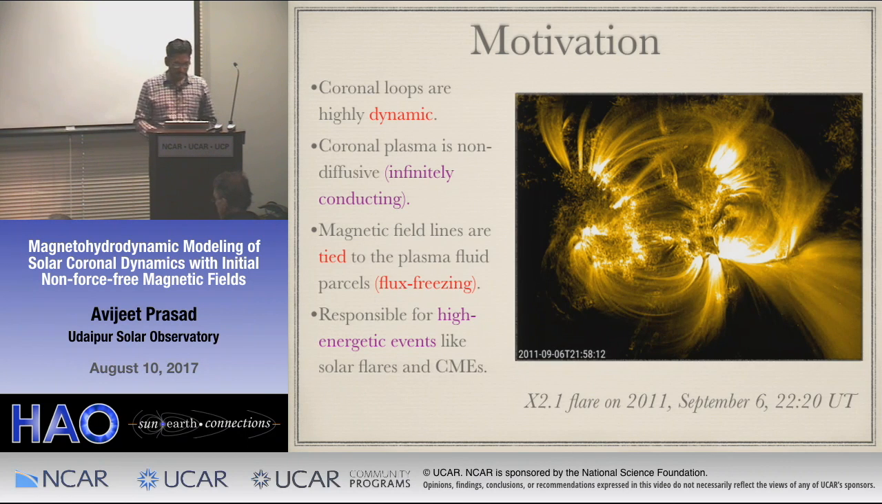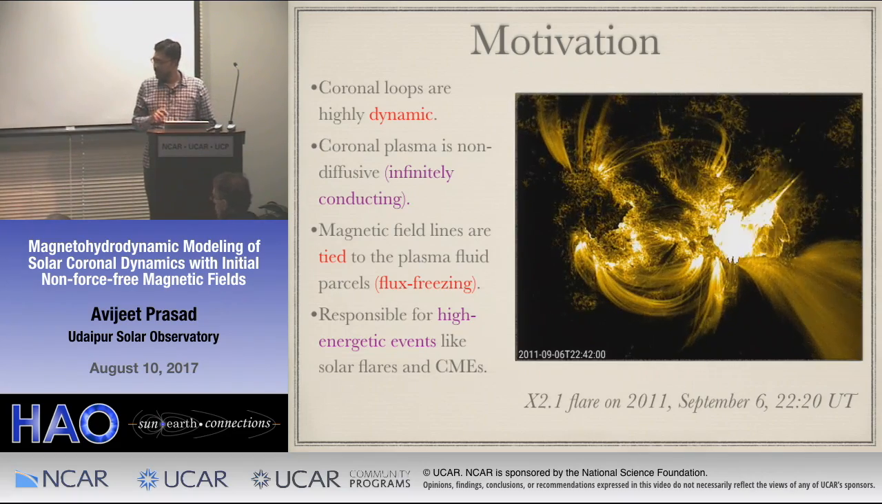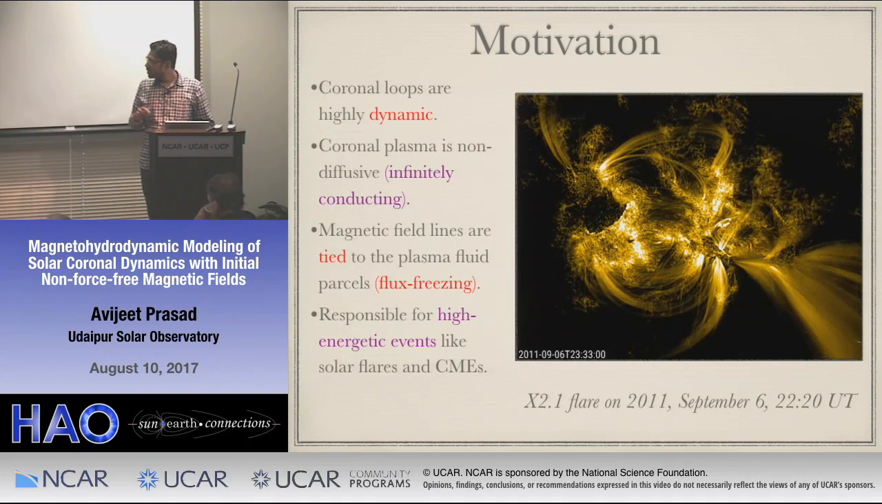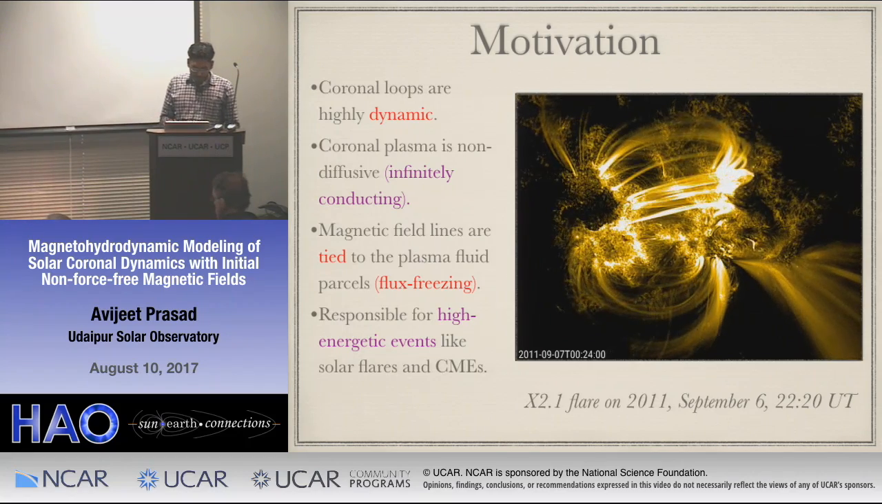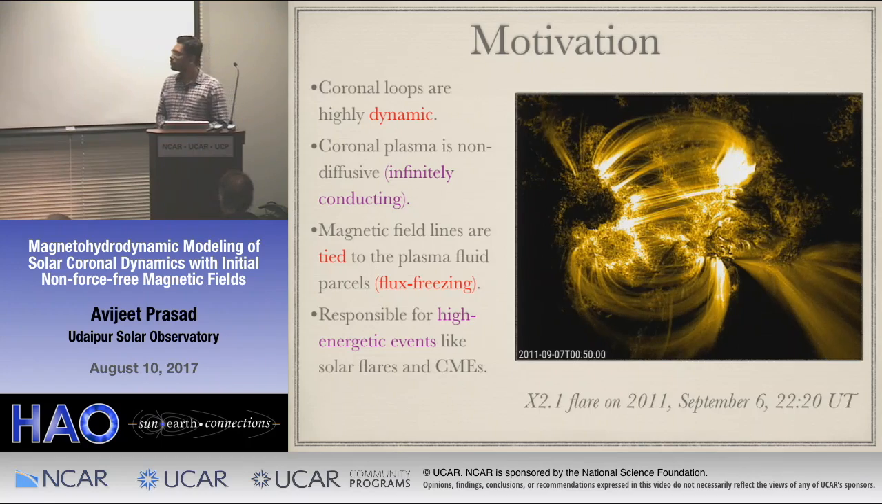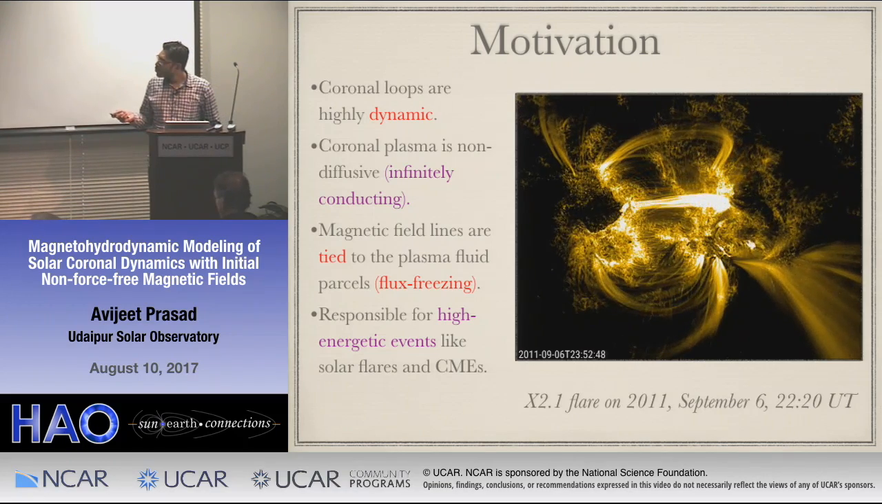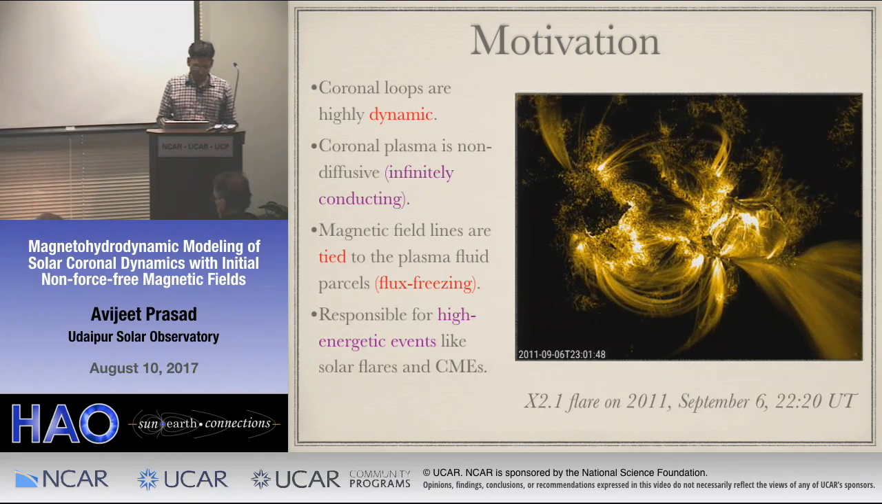So this is the motivation for the talk. We know that coronal loops are highly dynamic, as can be seen in this AIA 171 movie of a solar flare, for this event, an X2.1 flare that occurred on 2001 September 6. And we know that coronal plasma is highly non-diffusive, which means it is infinitely conducting. Under such situations, the magnetic field lines are known to be tied to the fluid plasma, which is also known as the flux freezing condition.